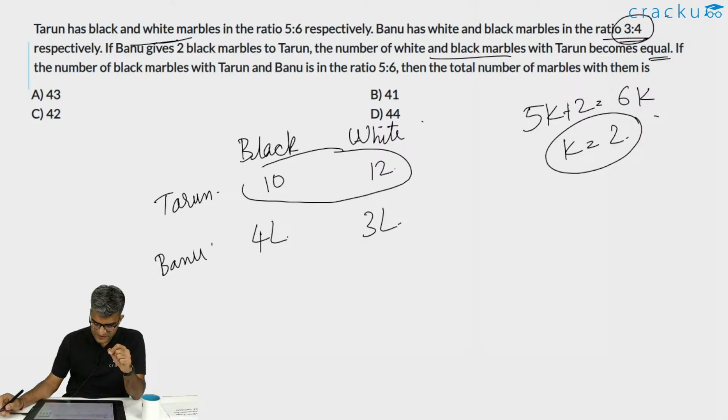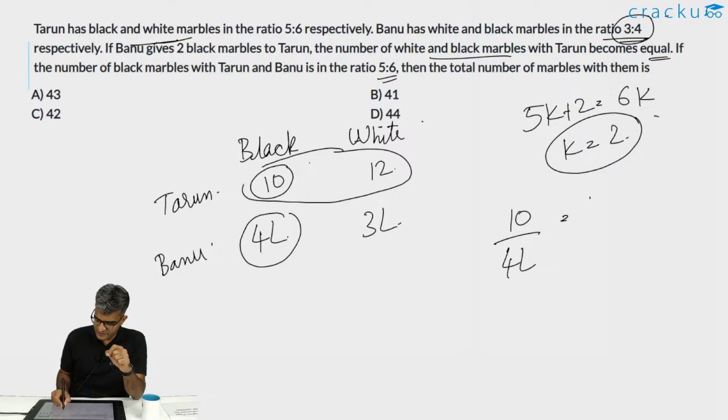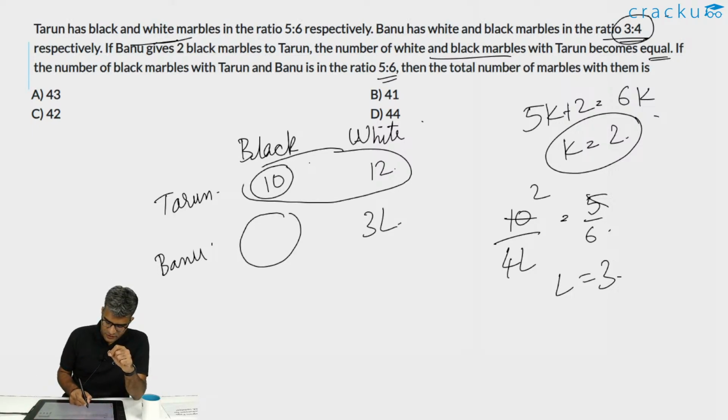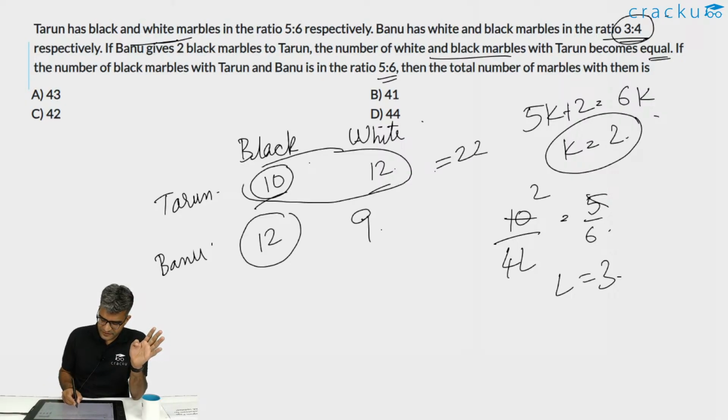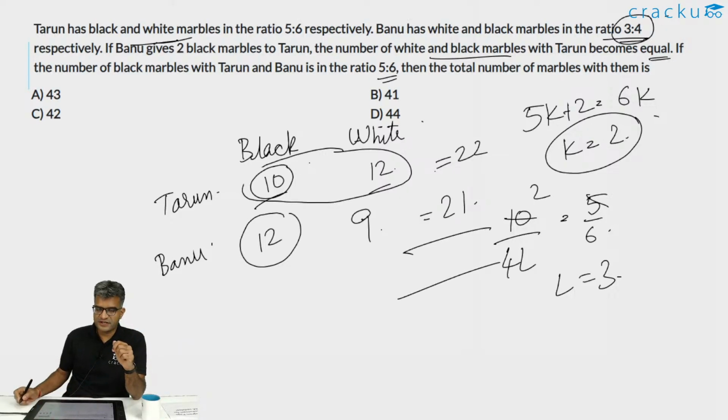The number of black marbles with Tarun is 10, and Banu's, which is 4L, are in the ratio of 5:6. So 10 divided by 4L is equal to 5/6. You can cross multiply, this is 2, or the value of L is 3. So the number of black marbles with Banu is 12. Therefore, the number of white marbles with Banu is 9. The total number of marbles with Tarun will be 10 plus 12, which is 22. And the total number of marbles with Banu is 12 plus 9, which is 21. So both of them together, the total number of marbles is 43, which is option A.